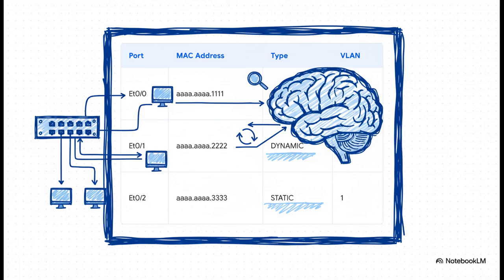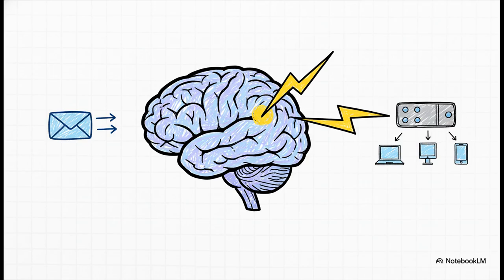No shouting required. You might also hear this called a CAM table. CAM stands for Content Addressable Memory, which is a special, super fast kind of memory. It lets the switch look up an address almost instantly. It's the secret sauce that makes modern switches so incredibly fast and efficient.